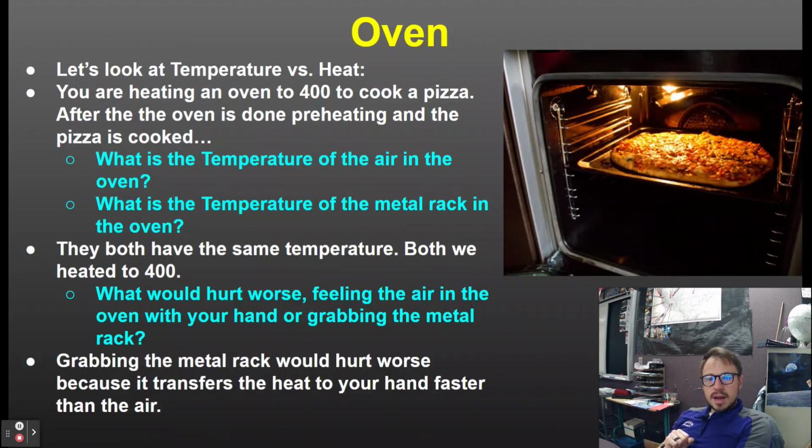Now, grabbing the metal rack would hurt worse because it transfers the heat to your hand faster than the air, right? So it's the same temperature, right? They're at the same temperature, but that metal rack is transferring that energy a lot faster to your hand. That's why you get burned with that, but the air, not really. You just take a step back.